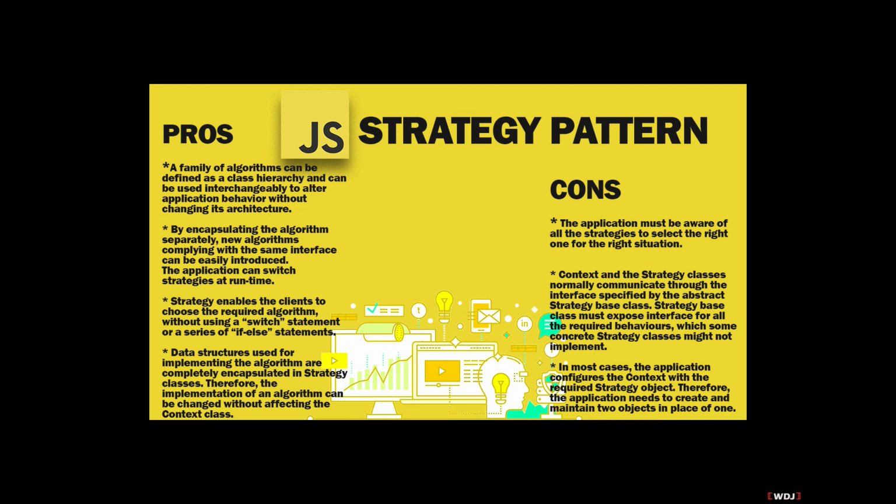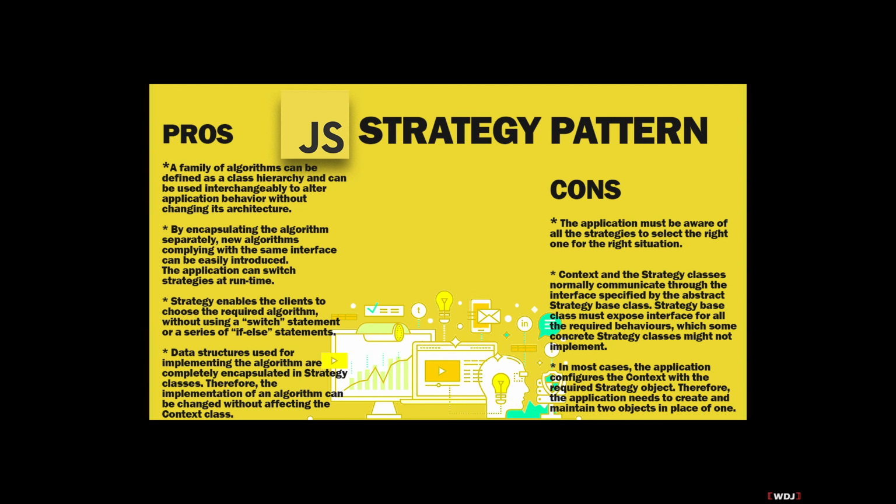We've seen that. We saw that. Strategy enables the clients to choose the required algorithm without using a switch statement or a series of if-else statements. Data structures used for implementing the algorithm are completely encapsulated in strategy classes. Therefore, the implementation of an algorithm can be changed without affecting the context class. Now for the cons.